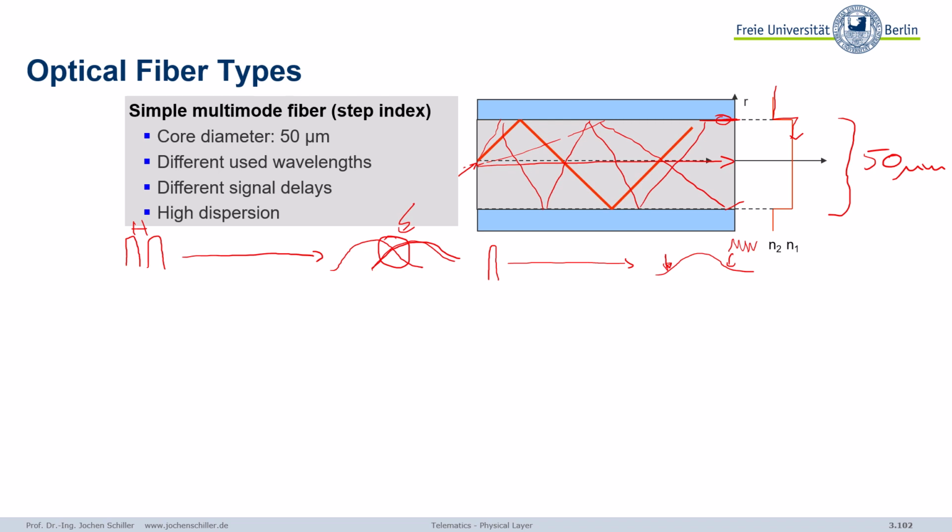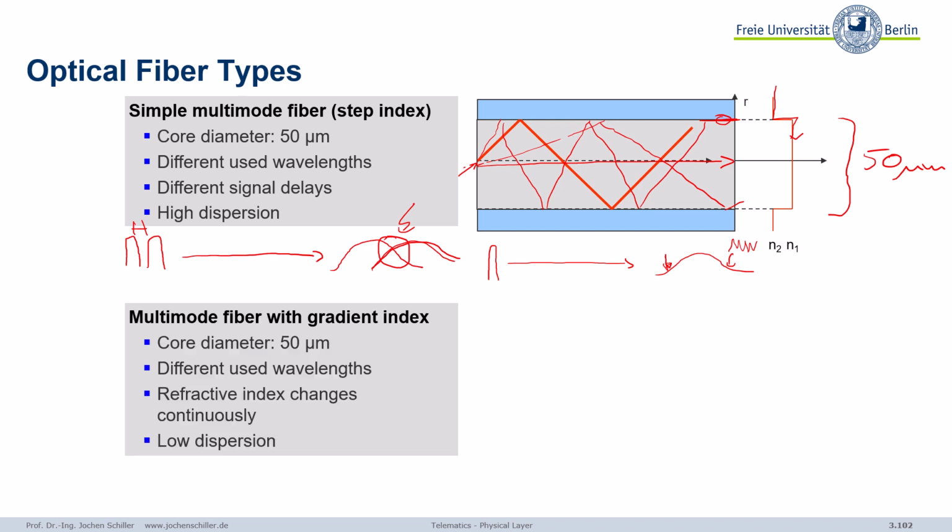monomode, single mode fiber can carry higher data rates compared to these very simple fibers. And there's a compromise where you actually use a fiber that can have different modes, so different paths, plus it has a larger core.